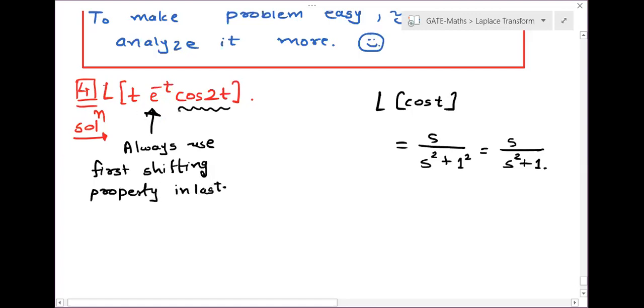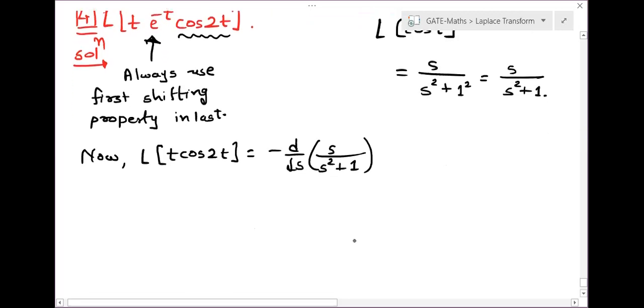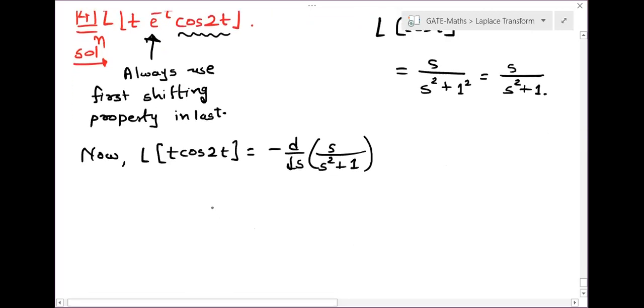Okay. So here it is Laplace of cos t. Now if I am multiplying it with t, now Laplace of t into cos 2t, it will become minus d by ds of s divided by s square plus 1. So this will be your minus as it is. Now you have to find its differential.